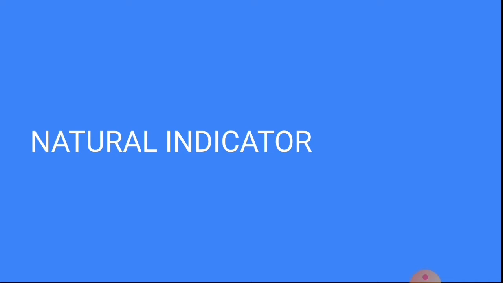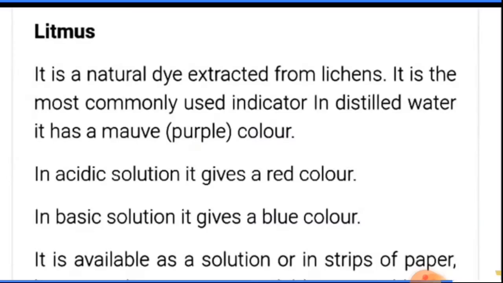The indicators which are mainly prepared with the help of natural materials are called natural indicators. In this video, we are going to discuss the first natural indicator, that is litmus.